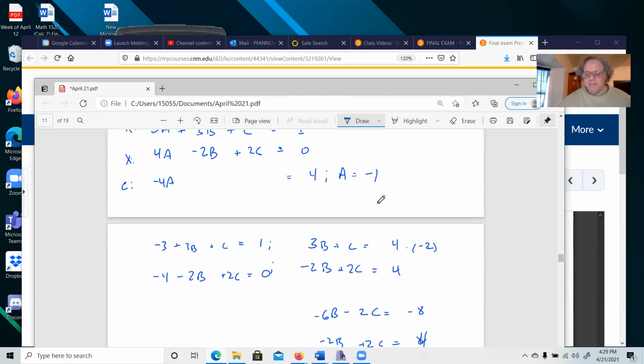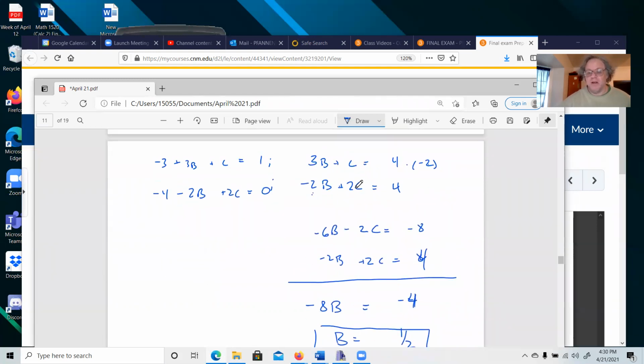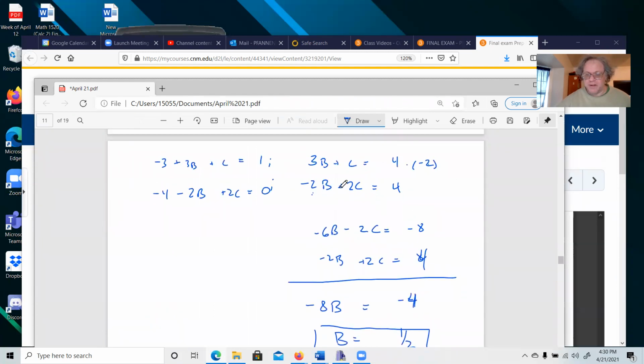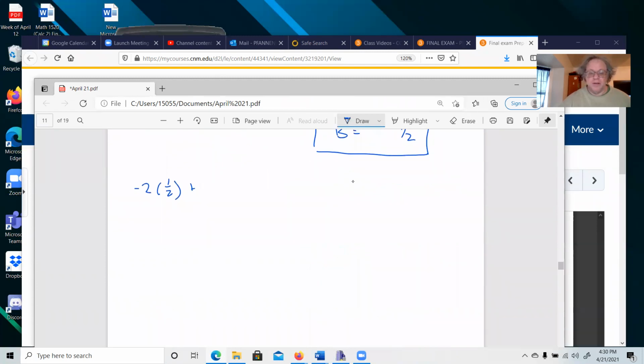Okay. Pick either one of these two to substitute b in. Since this one has an even number next to it, and b is a half, I'm going to go ahead and plug it into the second one. So this is going to be negative 2 times a half, that's b, plus, what did we say c was? Plus 2c is equal to 4. Because negative 1 plus 2c, okay, equals 4. 2c is equal to 5. C is equal to 5 halves.